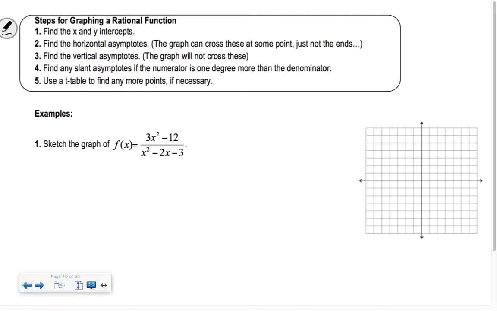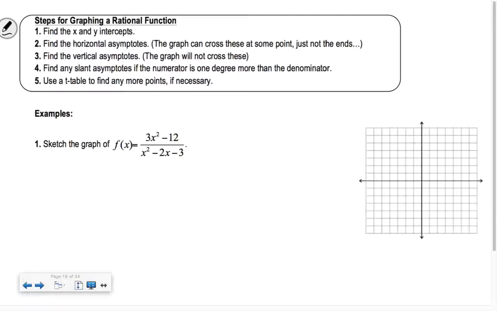So it says steps for graphing a rational function. So whenever I have you guys graph things on the test, I usually like break it up into pieces. So I'll say like find the x-intercept, find the y-intercept, find whatever you need to find. So we're doing the same thing here. So we're going to find x and y intercepts. We're going to find vertical and horizontal asymptotes, slant asymptotes if possible. And then we're going to sketch everything in and use a t-table for extra points if needed.